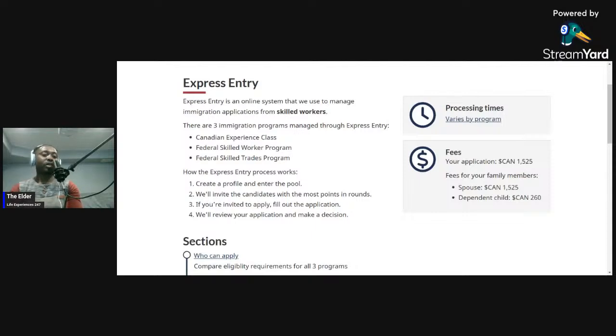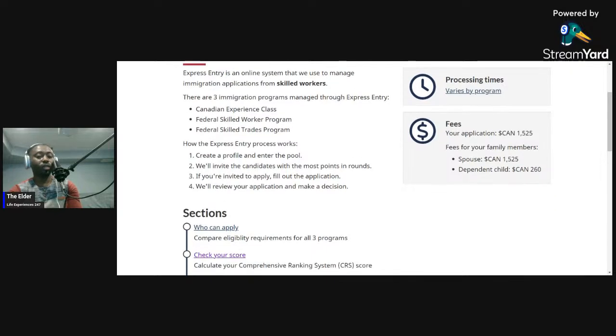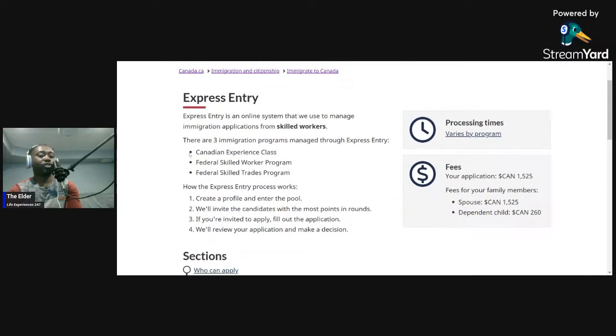And whilst checking the recent draws, we also realized that there are 6 categories that, if you belong to them, help you gain your residency, or help you get an invitation even if you have lower points than normal. So now that we are done with that, we are coming to this side where I'm going to explain the express entry itself. So when you come here, they are telling you about the 3 programs we have under the express entry.